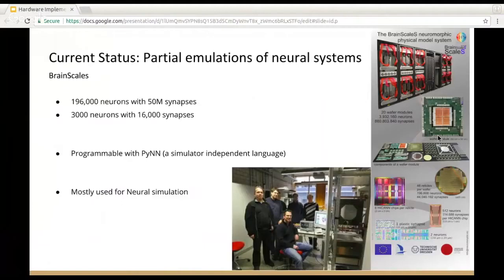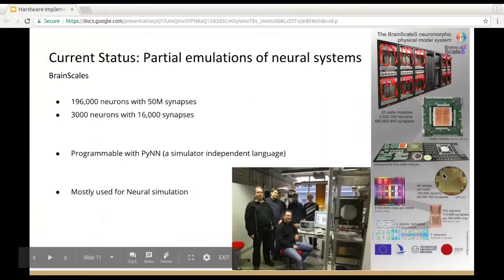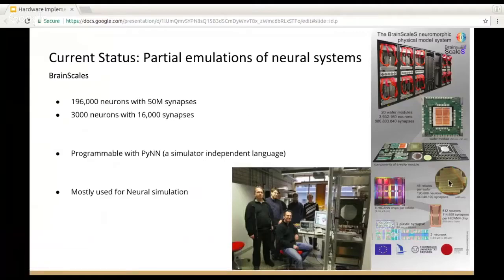So let's go to Europe, where people are developing neuromorphic hardware with the support of the Human Brain Project. This project, called BrainScaleS, mostly involves people from Heidelberg, Germany, but it's supported by the Human Brain Project. In 2012, the development of a wafer reached its final steps and it was ready. That wafer contains 196,000 neurons with 50 million synapses in total.